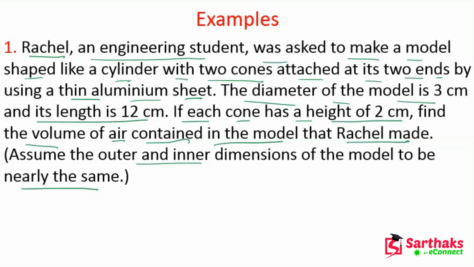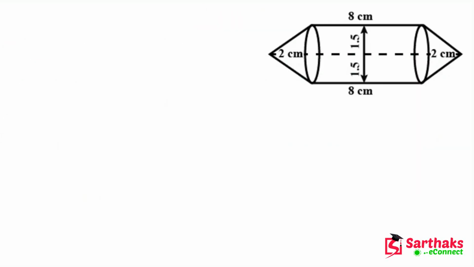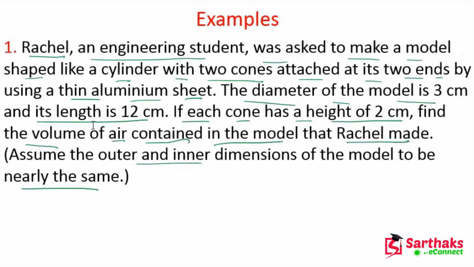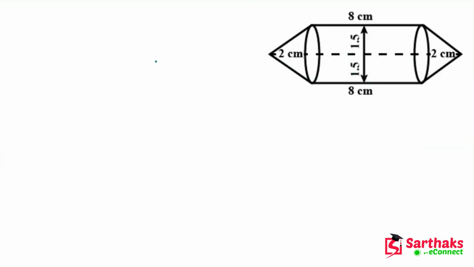Now let's start the solution. According to the question, our diagram looks like this. We have a cylinder and two cones which are attached at the ends of the cylinder. Now the total length of this container is 12 centimeter.